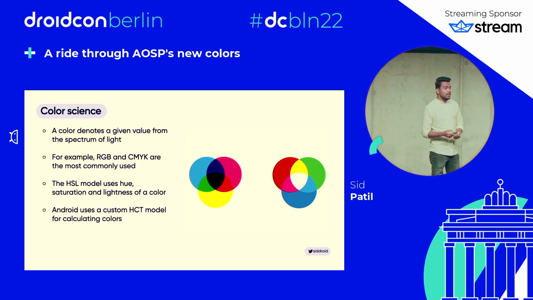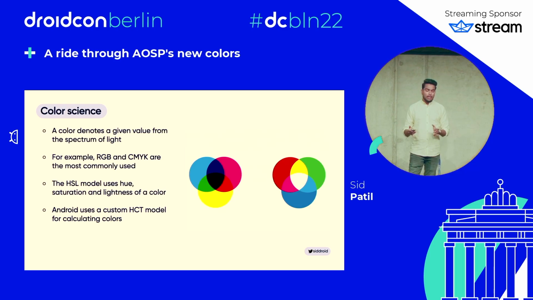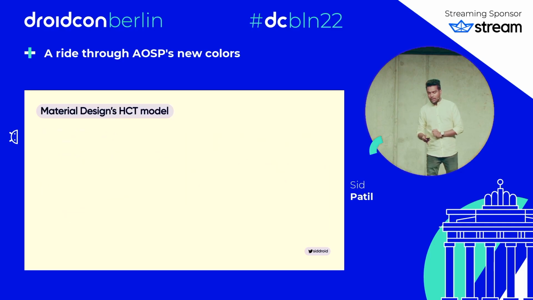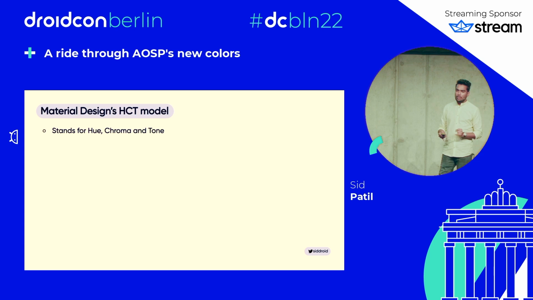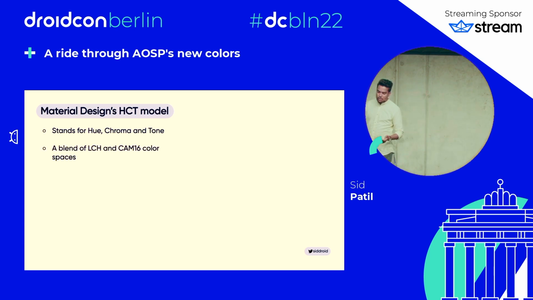But what we see is that Android uses the HCT model. They came up with a custom color model to more effectively calculate colors. So they built a color model out of current strategies that are available, and they built this custom HCT model to build logic for calculating the colors. Let's take a look at Material Design's HCT model, right? It stands for hue, chroma, and tone, okay? And it's a blend of two color models, the HCL and CAM16 color spaces. So it uses two different color spaces and combines them, blends them to make a more meaningful, more effective representation of color for Material.